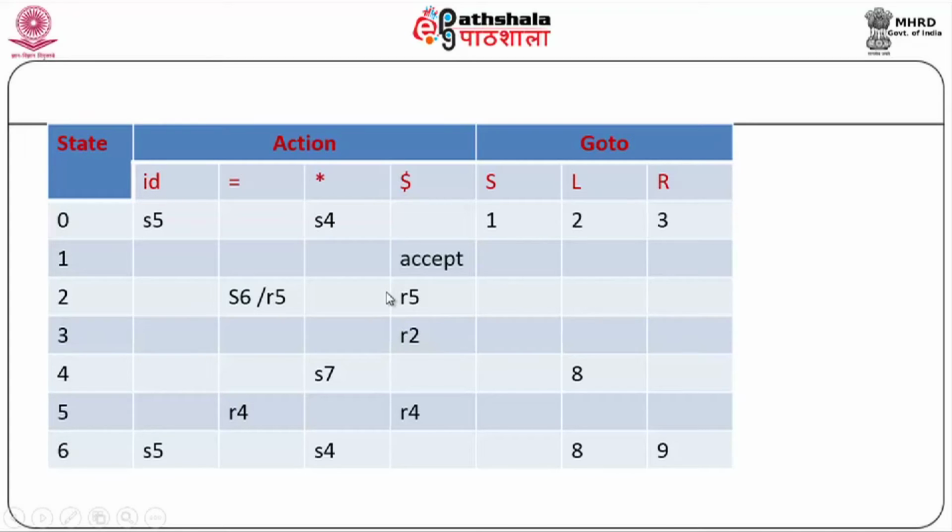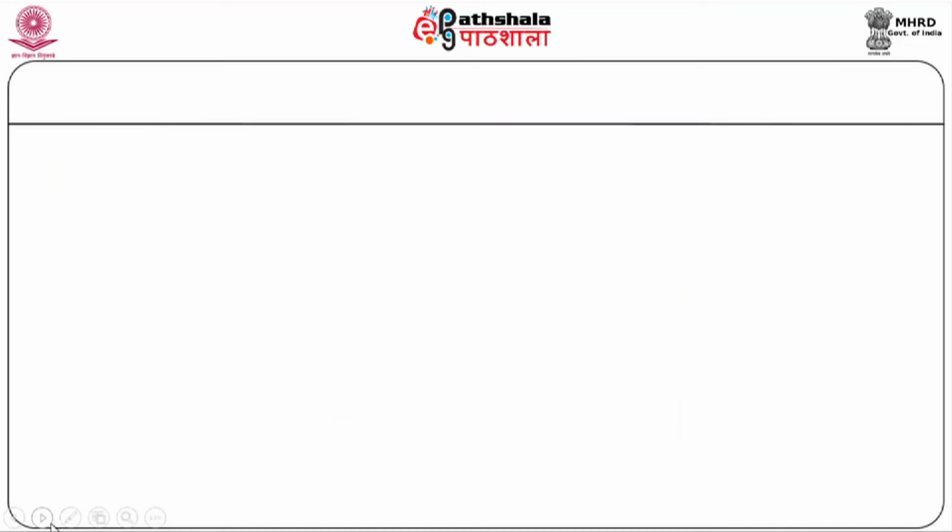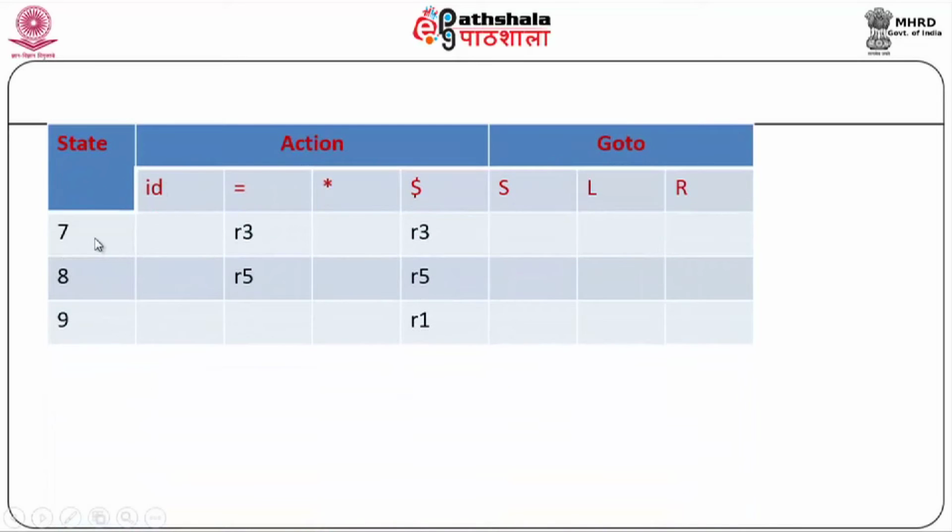Okay. So, there is actually a conflict here. All other entries are no conflict. 3 comma dollar is R2, which is very simple. 5 comma equal to is R4, 5 comma dollar is R4, and the other entries are also very simple in the sense that 7 comma equal to is R3, 7 comma dollar is R3, 8 comma equal to is R5, 8 comma dollar is R5, 9 comma dollar is R1.